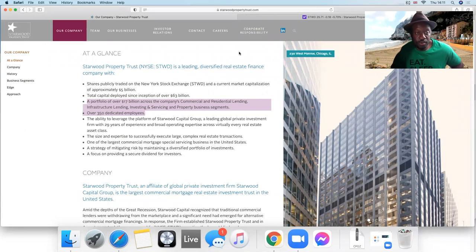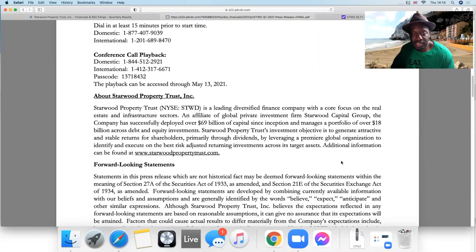They have a portfolio of over $17 billion across the company's commercial and residential lending, infrastructure lending, investing and servicing, and property business segments. Plus, what's music to my ears is they have a focus on providing a secure dividend for investors. Starwood Property Trust is a leading diversified finance company with a core focus on the real estate and infrastructure sectors, an affiliate of global private investment firm Starwood Capital Group.